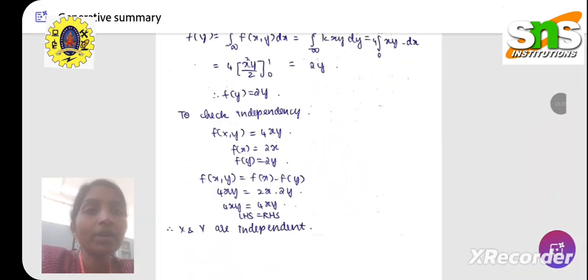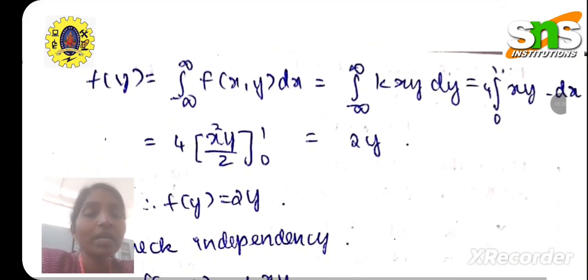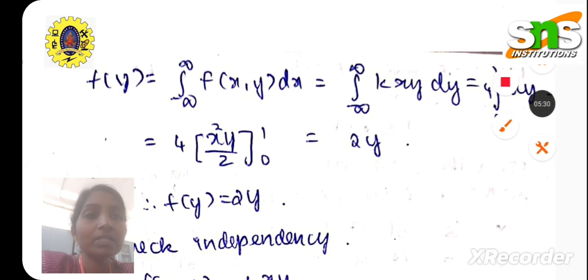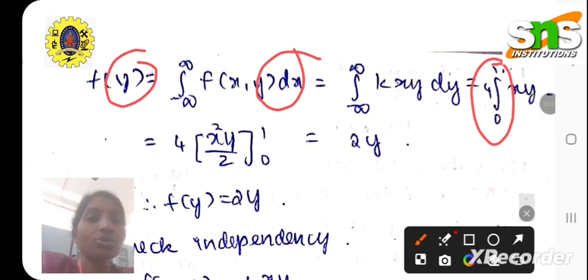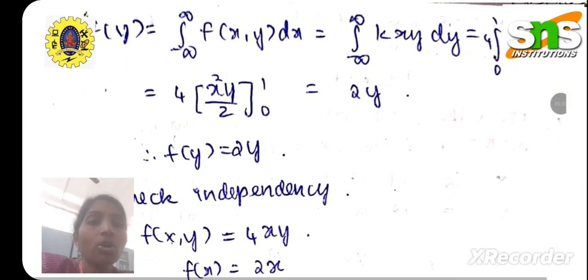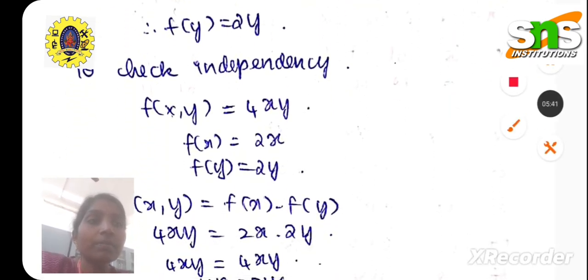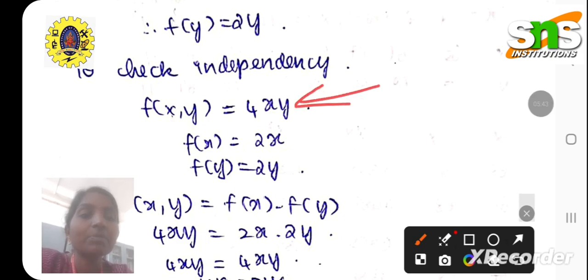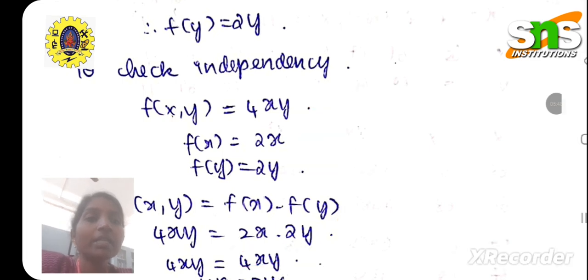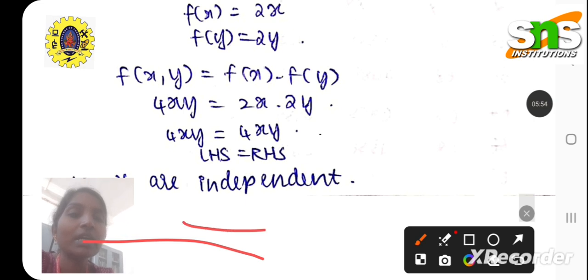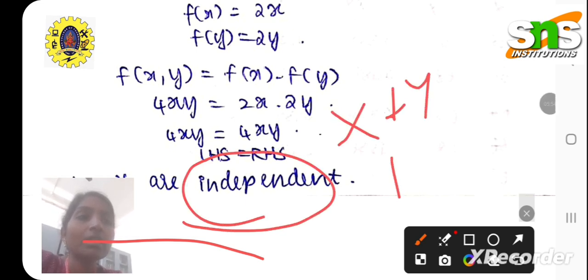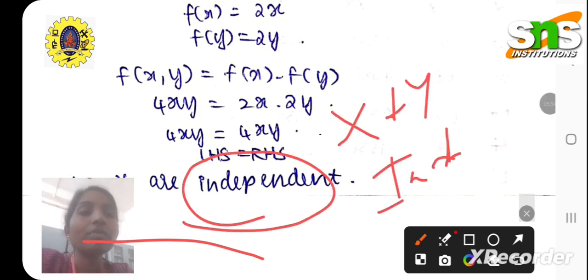In a similar way, we find the marginal density function f of y. As I said earlier, we fix y and vary x. Since we are varying x, the range for x is 0 to 1, and on simplifying we have 2y. On checking for independency, the LHS is f of x comma y as per the given question, and multiplying f of x into f of y, we have 4xy. Therefore LHS is equal to RHS, so we can say that x and y are independent, which means neither variable depends on the other.